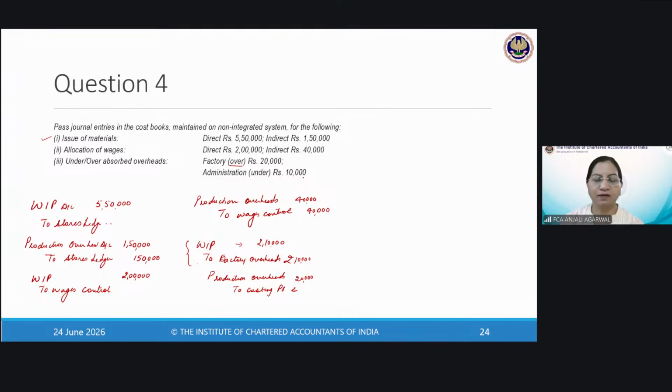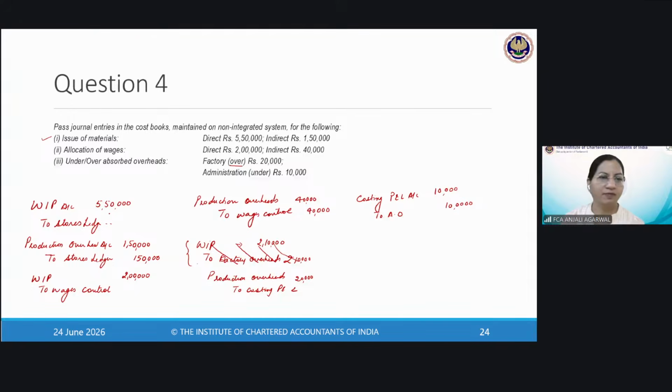Administration overheads are under recovered. So this means costing P&L account debit to administration overheads, which means expenses were more, but they have been recovered less. So more expenses are now required to be booked, which will reduce the profit. Okay. So as a part of your solution, this will not be there. This is just for an explanation.